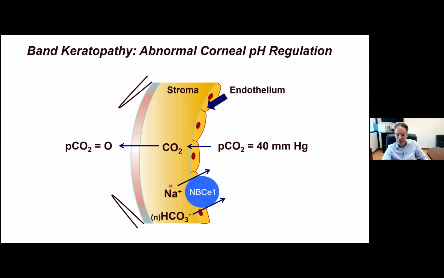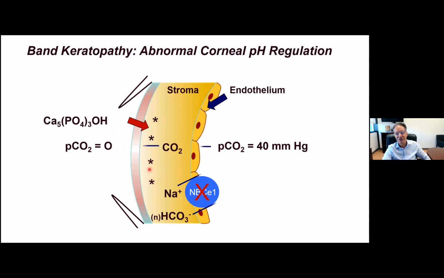But we have NBCE1 here in these cells, the endothelial cells on the inside of the cornea, that send sodium bicarbonate out of the cornea and tend to acidify it. This counteracts this alkalinizing process, and that's very important because without NBC1A, we just have alkalinization occurring excessively, and that causes calcium phosphate to precipitate, and that's the cause of the band keratopathy.